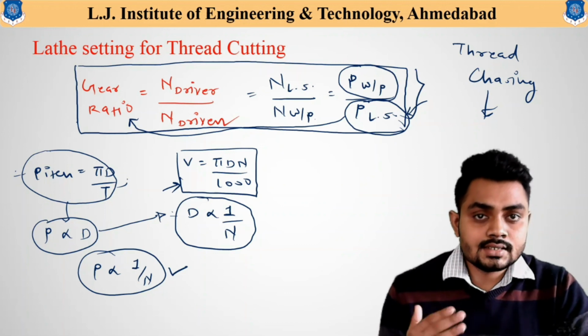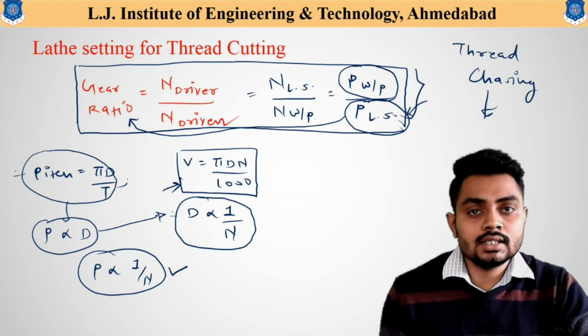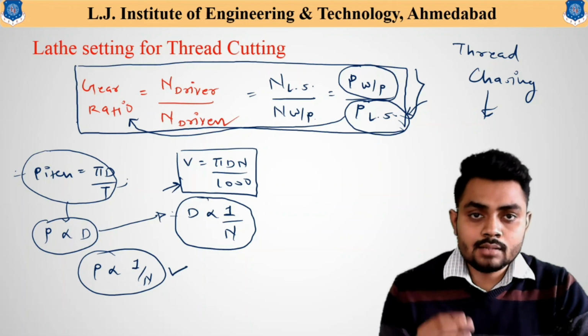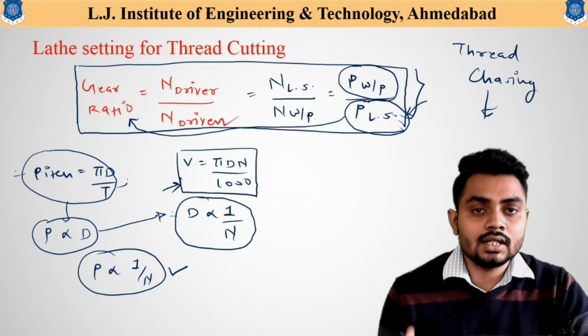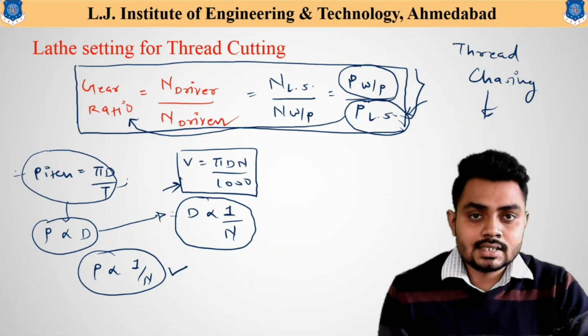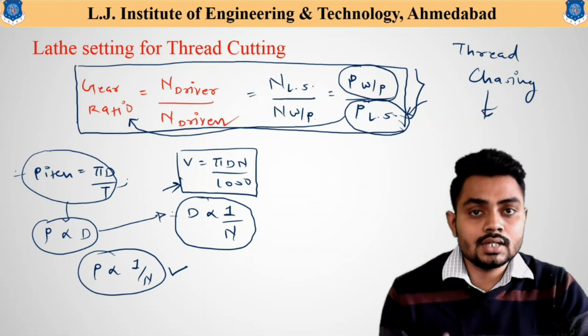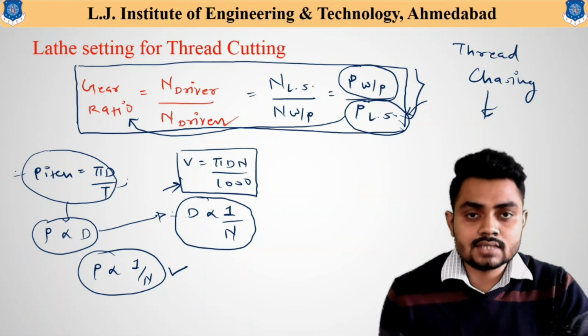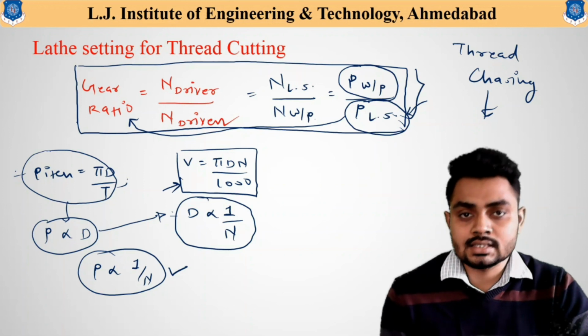Following the same path each and every time during the thread cutting operation, that particular following of the path is called the thread chasing operation. It means the cutting tool is chasing the already existing threads during the cutting operation. That's why it is called the thread chasing operation.